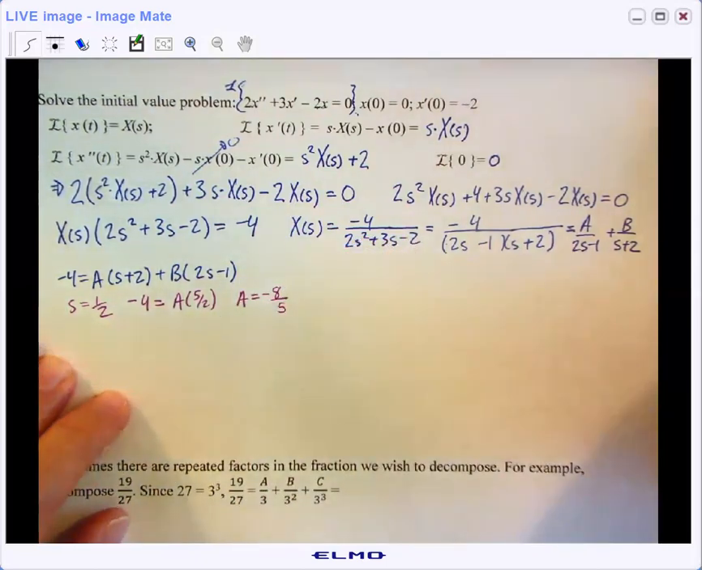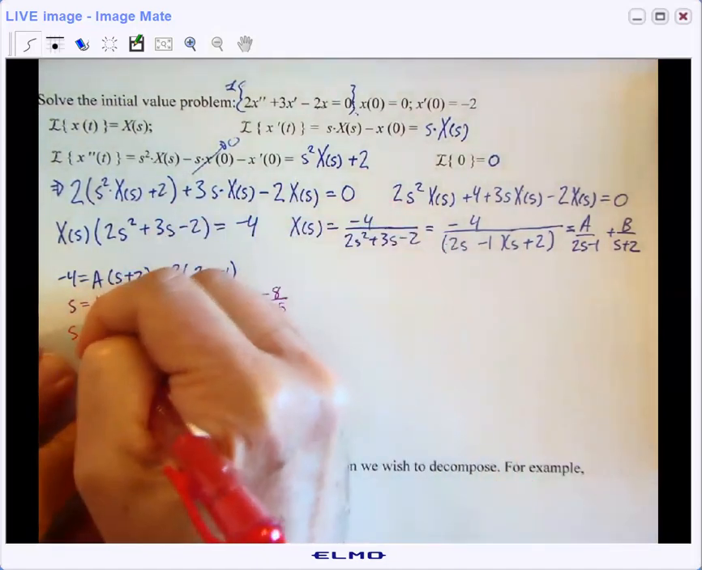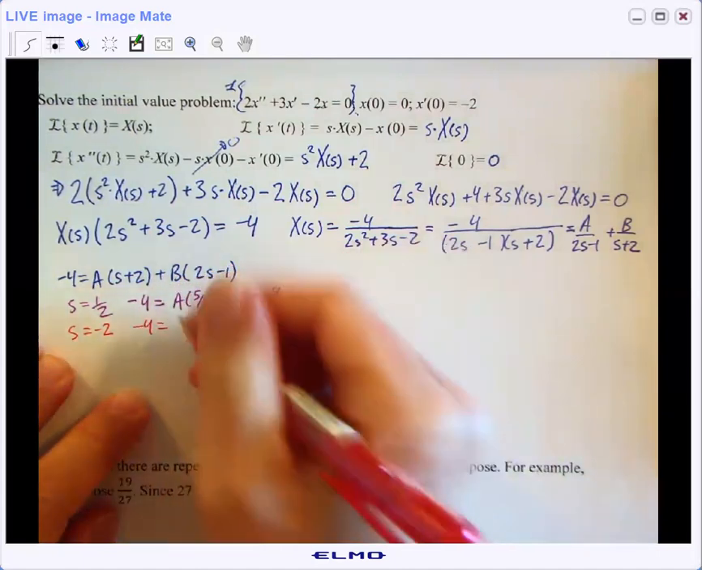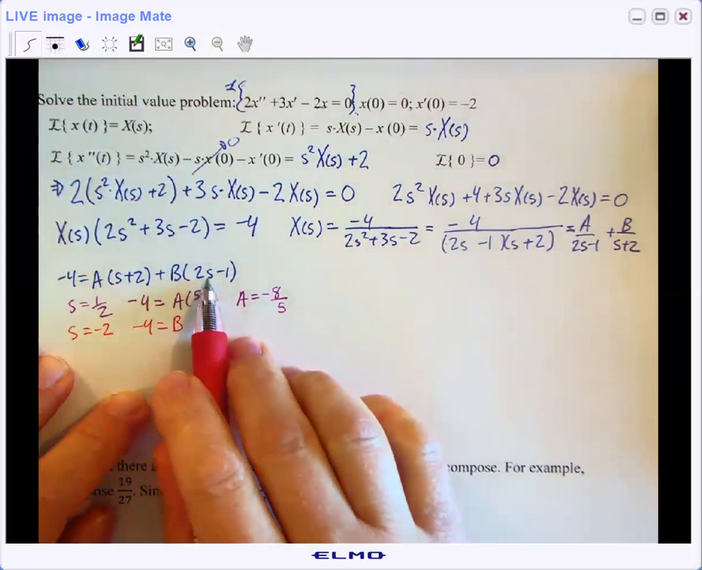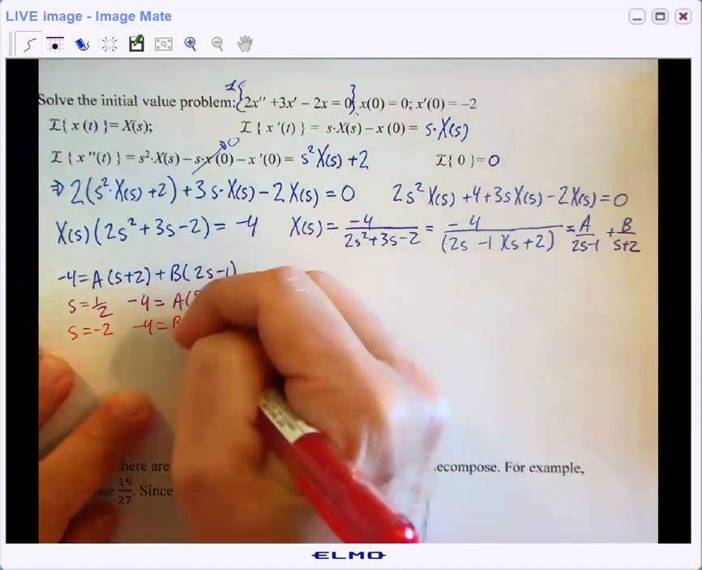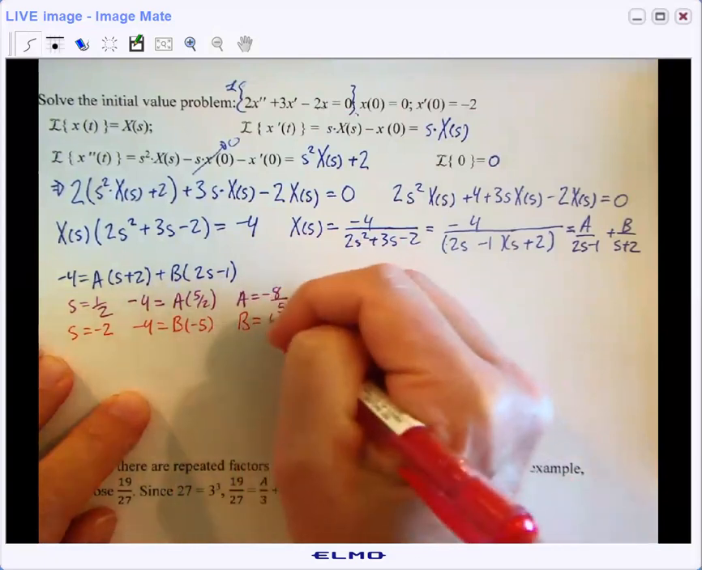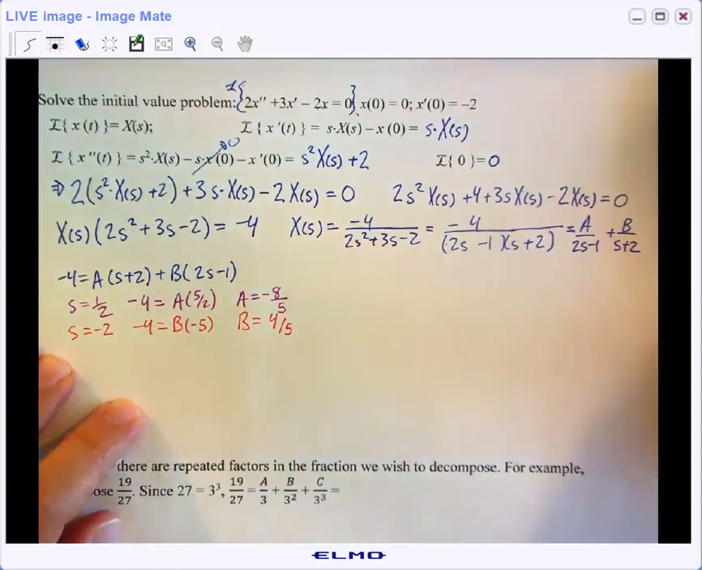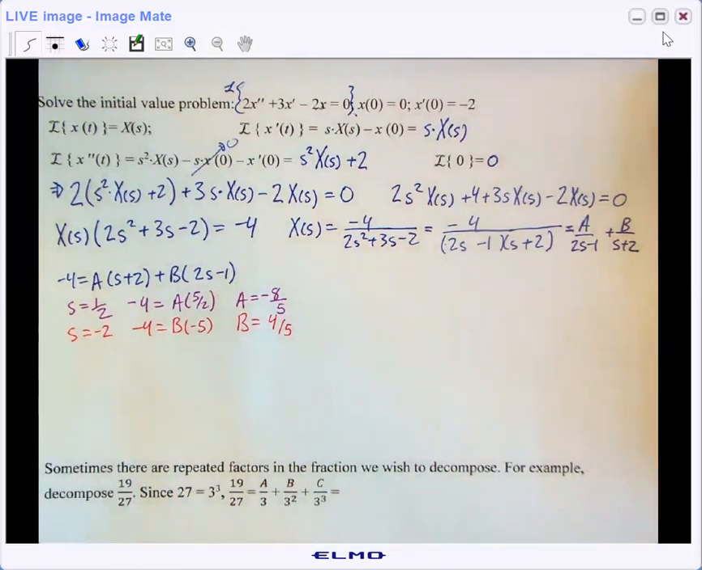Okay. Similarly, if we let s be negative 2, we'll find out that negative 4 is equal to B times negative 2 times 2, which is negative 4, minus 1, which is negative 5. So B must have been a positive 4/5. Uh-oh, we're pushing our 10-minute mark, so I'm going to pause here and we'll pick up in the next video.